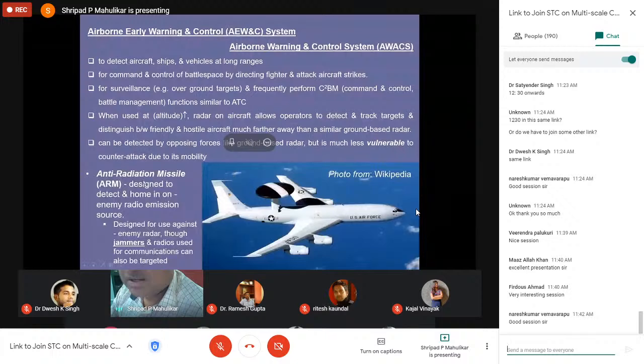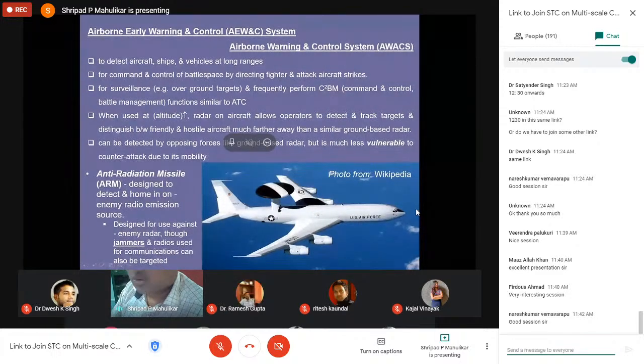Now, regarding the anti-radiation missile, just to clarify that they are designed for use against enemy radar, though jammers and radios used for communication can also be targeted. It's just a clarification that they are actually designed for destroying the opposite side's radar, at least the transmitter, assuming transmitter and receiver are not at the same location. But jammers and radios used for communication can also be targeted by anti-radiation missile.